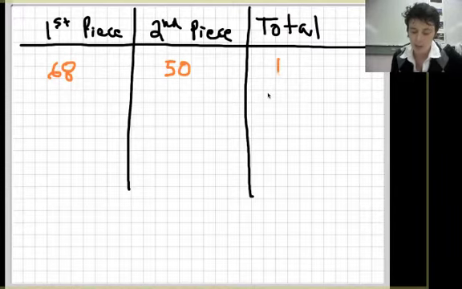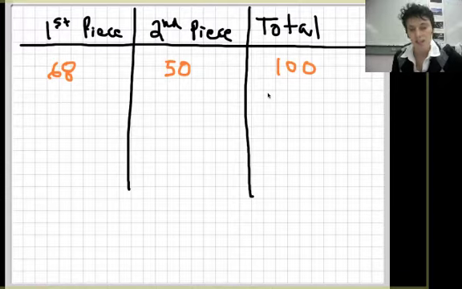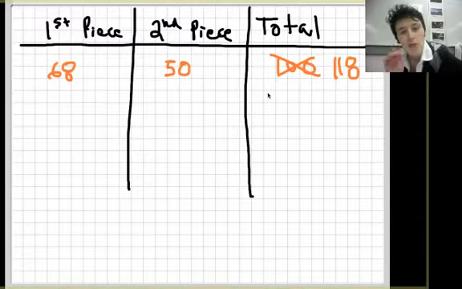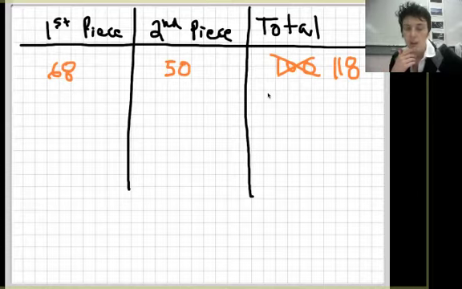And does that add up to be 100 like I'd like? No, unfortunately it adds up to 118. It's too big. 118 is way too big. So you have to make other guesses. You have to go through your guess and check process until you can figure out the right number.